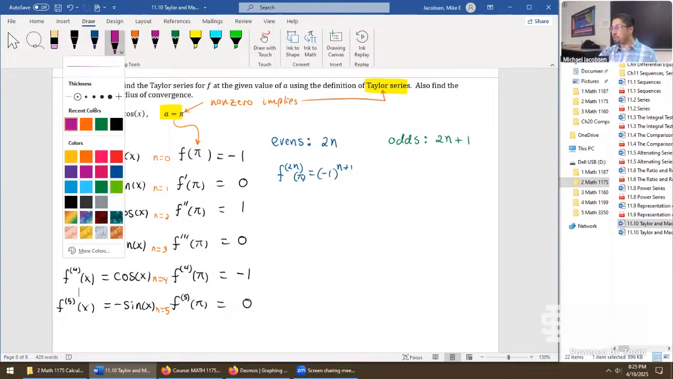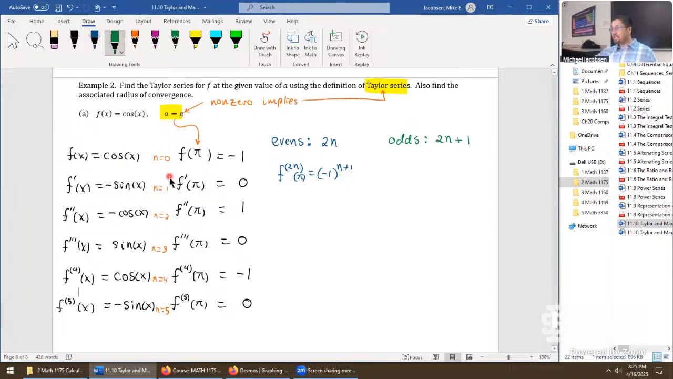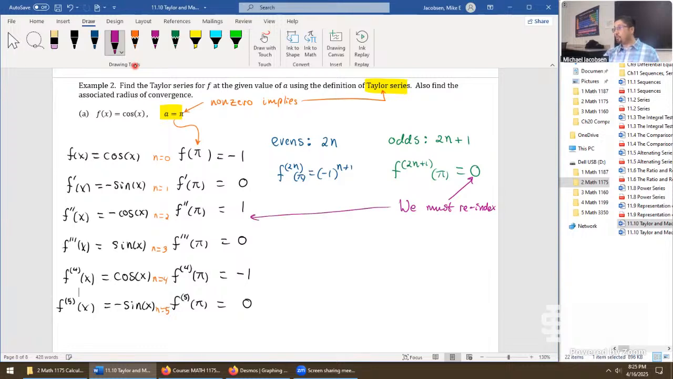Next thing we'll say, turning to the odd values, that's N is 1, 3, and 5, and so on, is that F at 2n+1 at the center pi came out at 0 every single time. That's the 0 values we're seeing. And this is where we're going to re-index in earnest. It's because of that. Every odd value comes out as 0. We must re-index.